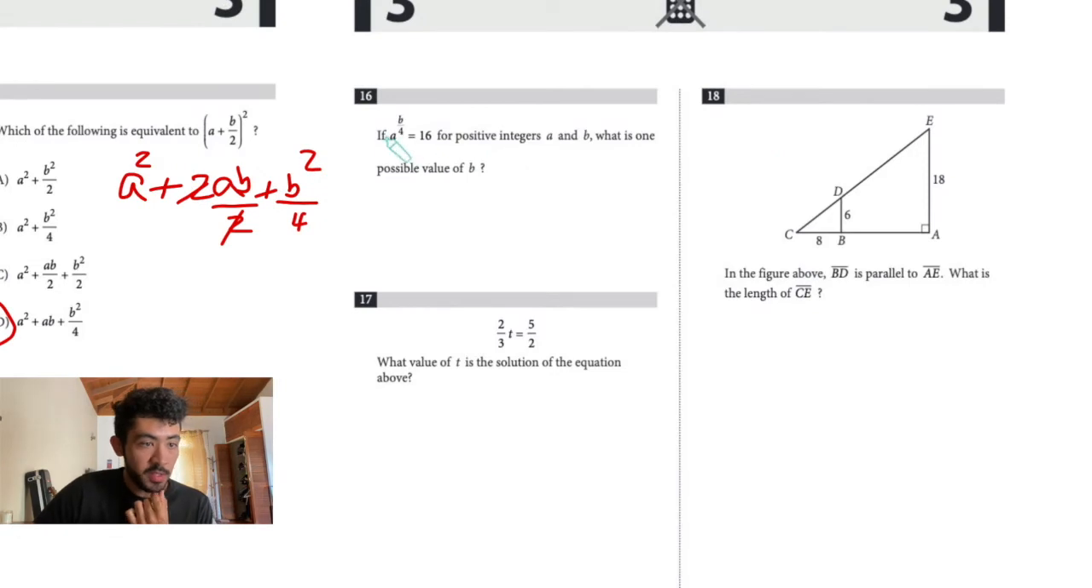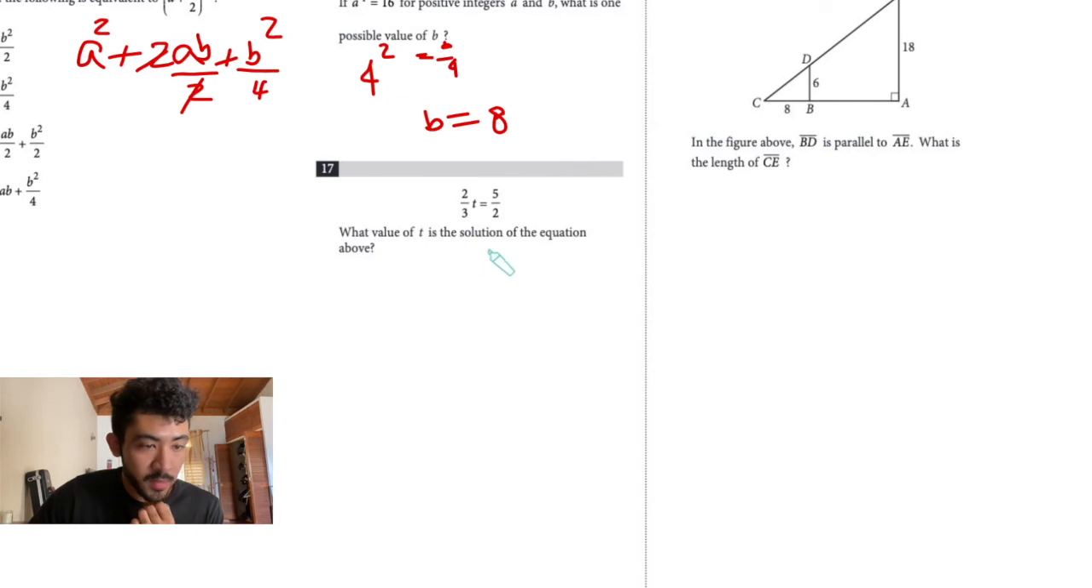All right, 16 says if a to the b over 4 is 16 for positive integers a and b, what's one possible value for b? All right, let's suppose a is 4. We need to get 4 squared to be 16. That means in order for this to be squared, b over 4 needs to be equal to 2. So b could be 8. I'm sure there's others that it could be if we change the numbers, but 8 works, so let's go with it.